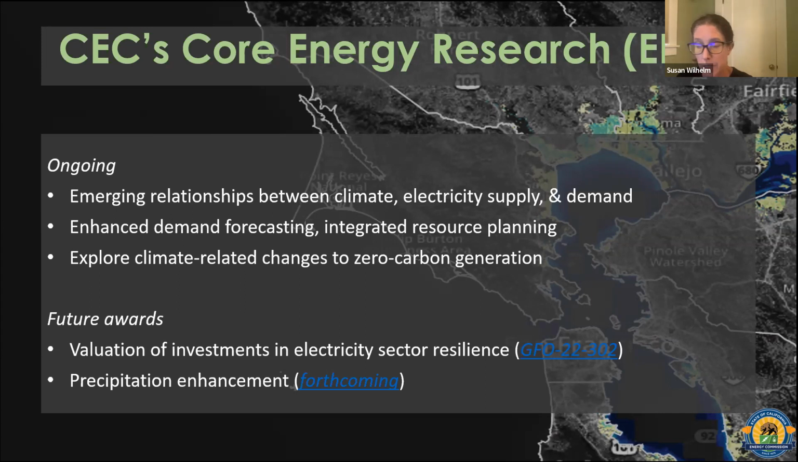The second bullet you see here under future awards relates to a solicitation that's expected to release early in 2023. This solicitation will advance science-based strategies for precipitation enhancement to increase hydropower potential and water resources for the electricity sector. And in closing, I would just like to note that EPIC competitive bids are open to all public and private entities, with the exception of publicly owned utilities.